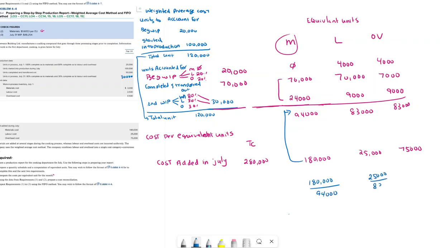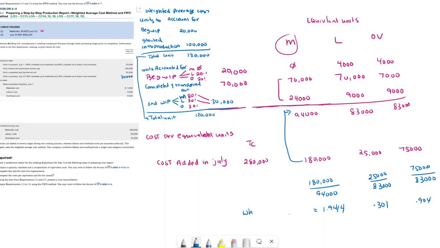25,000 divided by 83,000, 75,000 divided by 83,000. I am going to get a cost per equivalent unit: 1.9414, and then I take the 25,000 divided by 83,000, which gives me 0.301, and 75 divided by 83 gives me 0.904.